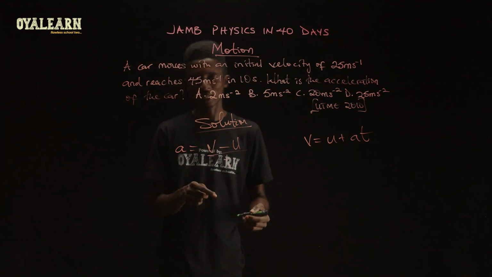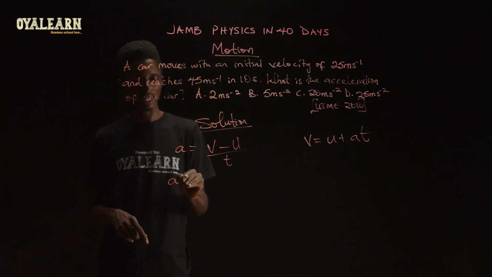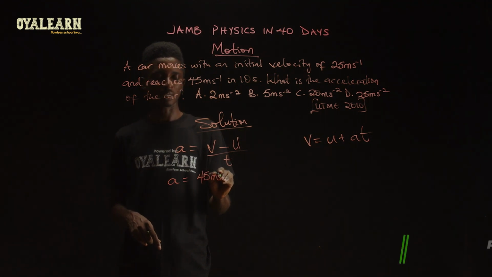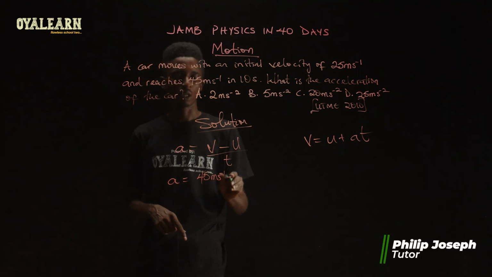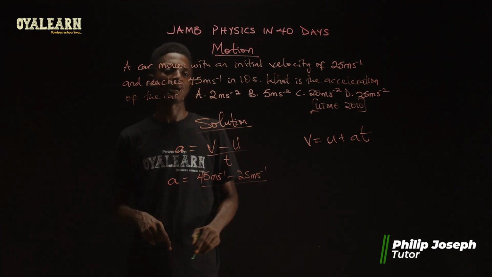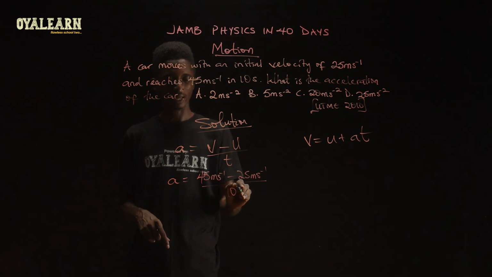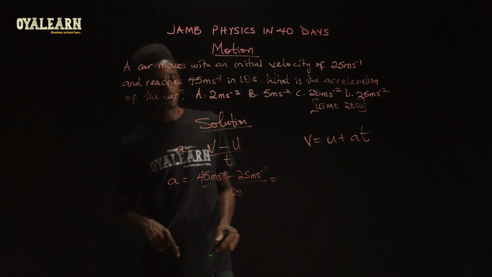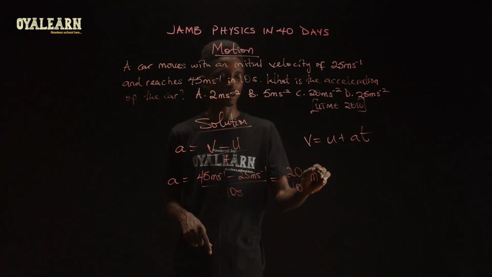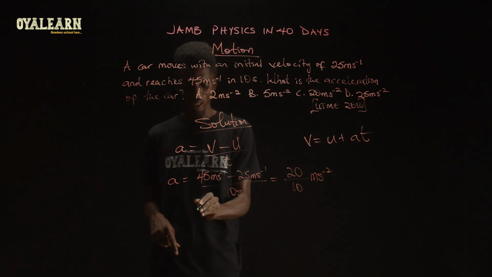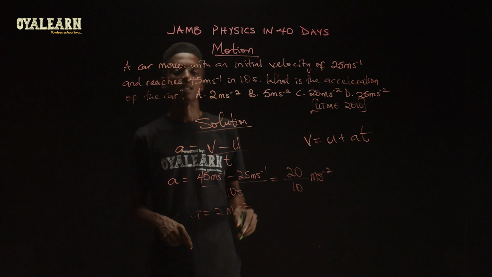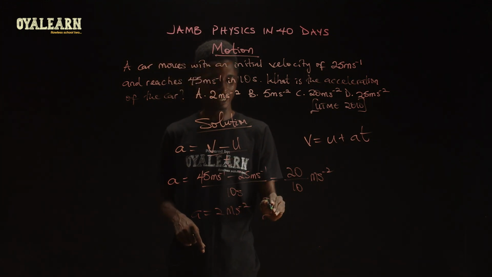This is what leads to the first equation of motion, known as v equals u plus at. So applying this, we can then solve for acceleration. And we'll say a equals v, which is 45 meters per second, minus u, 25 meters per second, all divided by the time, which is 10 seconds. Now this would give us 20 over 10, and our answer will be in meters per second squared. So acceleration is 2 meters per second squared, the correct option being A.